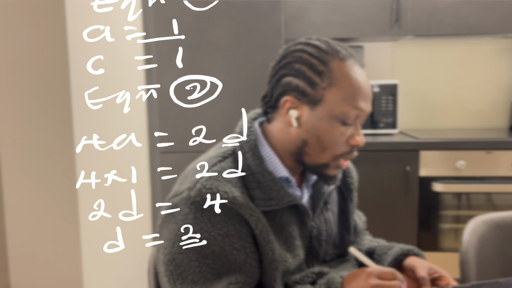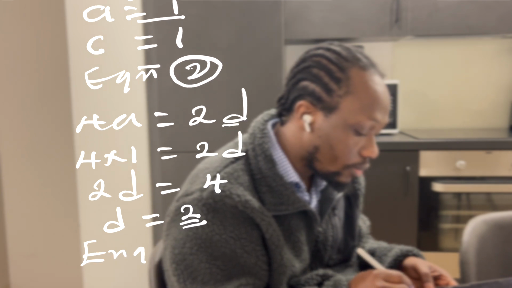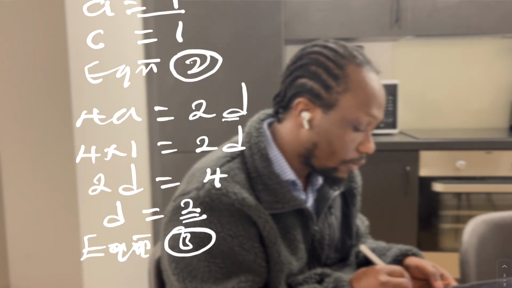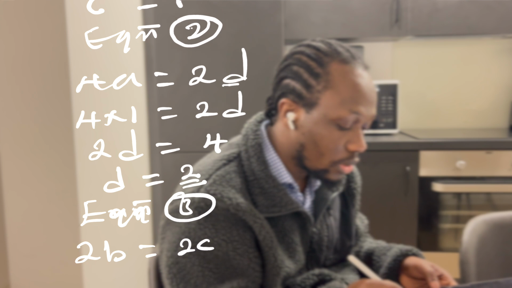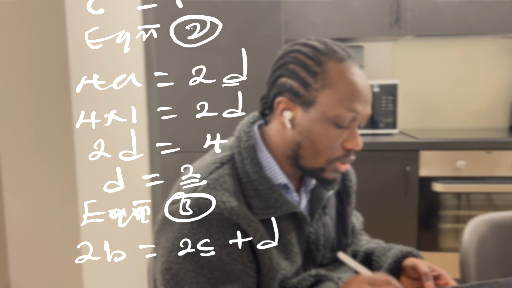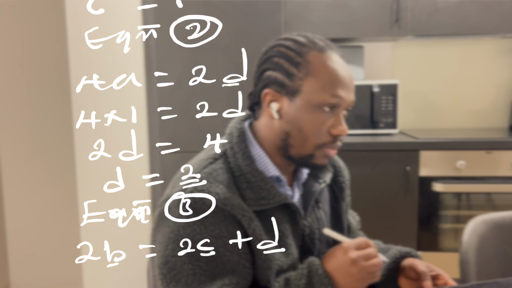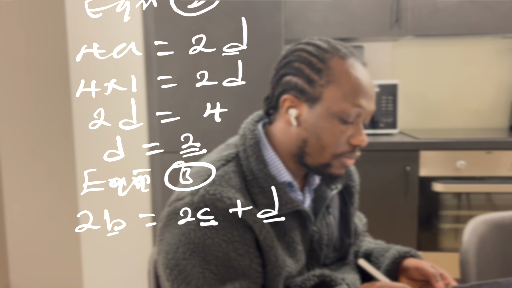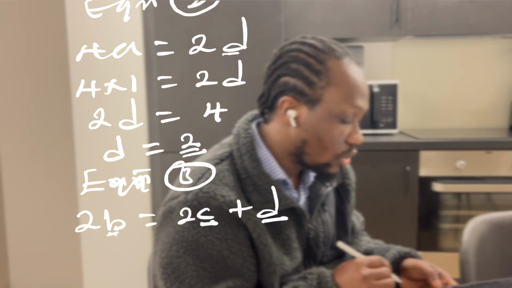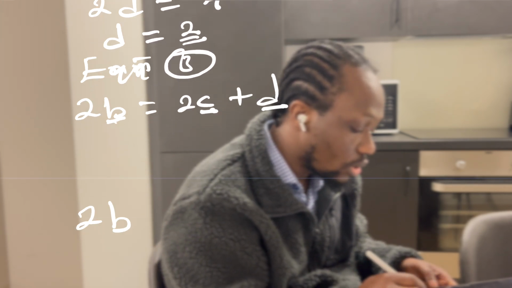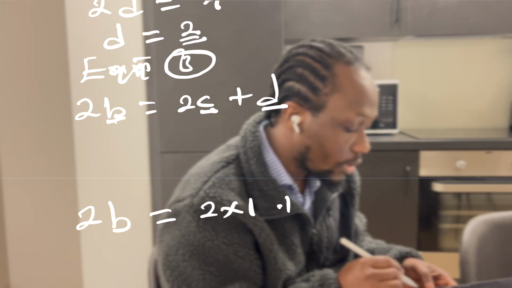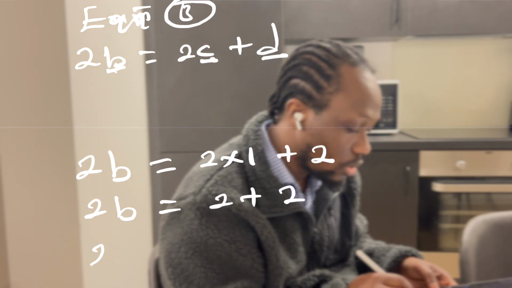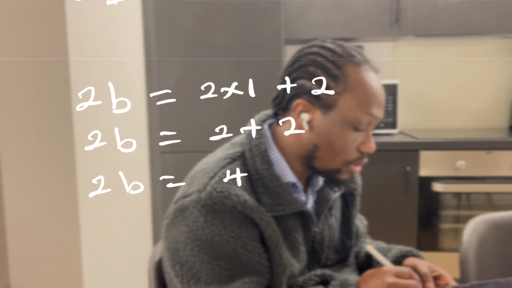Then from equation 3, we have that 2B is equal to 2C plus D, right? Now, we have the value of C, and we also have the value of D, but we don't have the value of B, which is the last value we're looking for. So if you substitute the value of C, which is 1, and the value of D, which is 2, we can get the value of B. So 2B is equal to 2 times 1 plus 2. So 2B will be equal to 2 plus 2. So 2B will be equal to 4. Dividing both sides by 2, B equals 2.